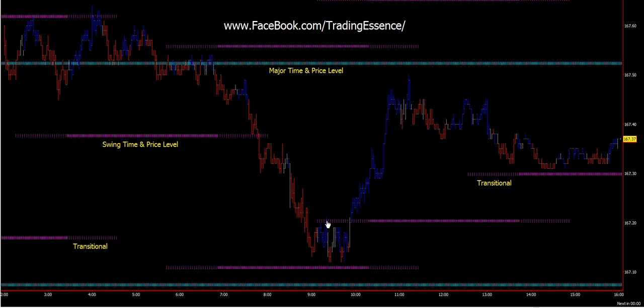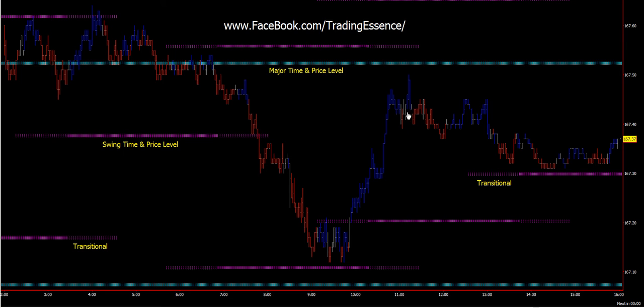Got back in this transitional level here. So right here, we're starting to think that, well, maybe we're going to break lower again. But like I said, when you get in those transitional points, I don't really care which way it's going to break. I just know that we're in that portion of the chart and that a move is imminent. And the move in this case ended up being back up. And we came back up almost to the major time and price level.